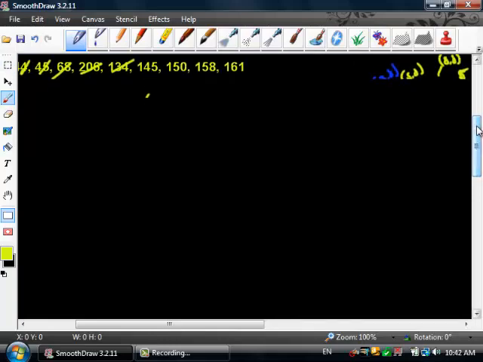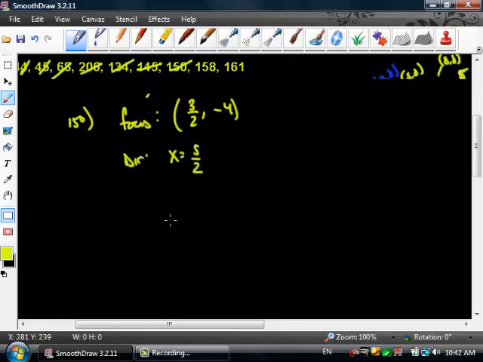All right, let's move on to 150. We're getting towards the end. Okay, the focus is at 3 over 2 comma negative 4, and the directrix is x equals 5 over 2.